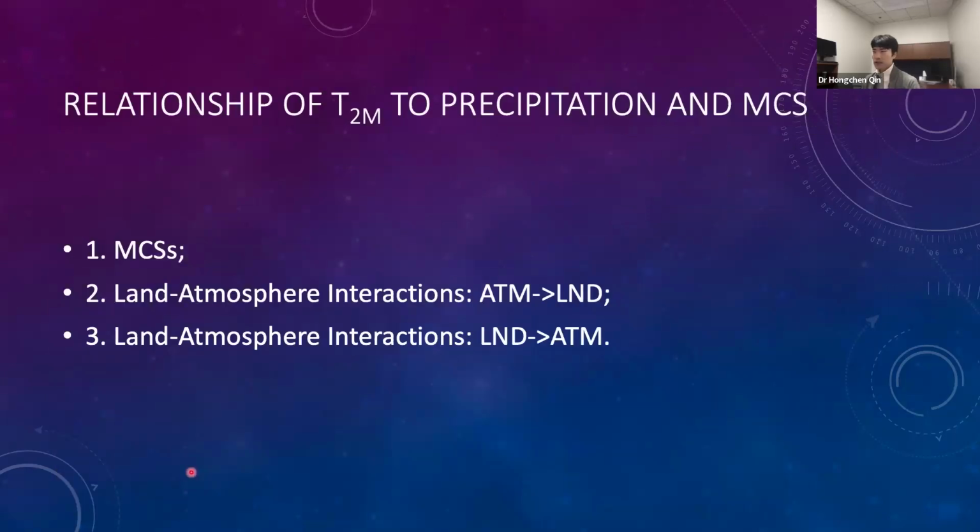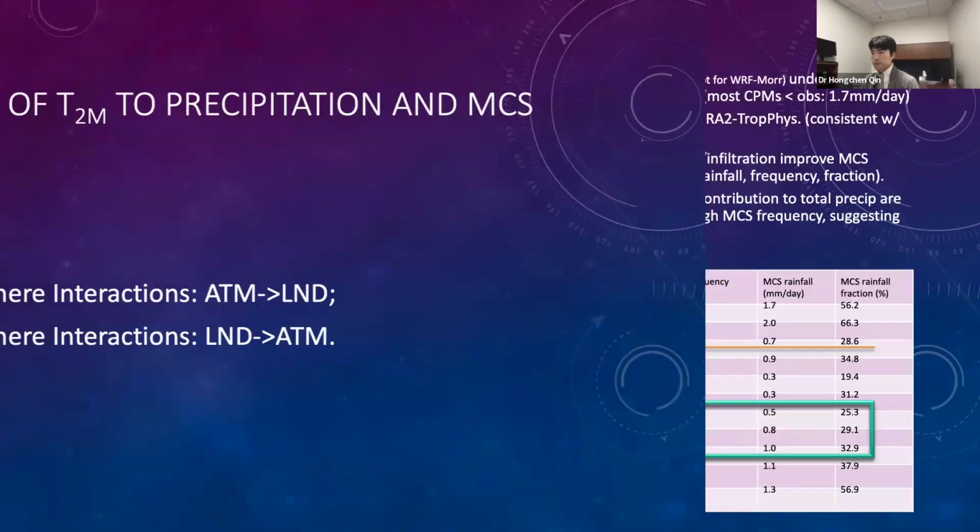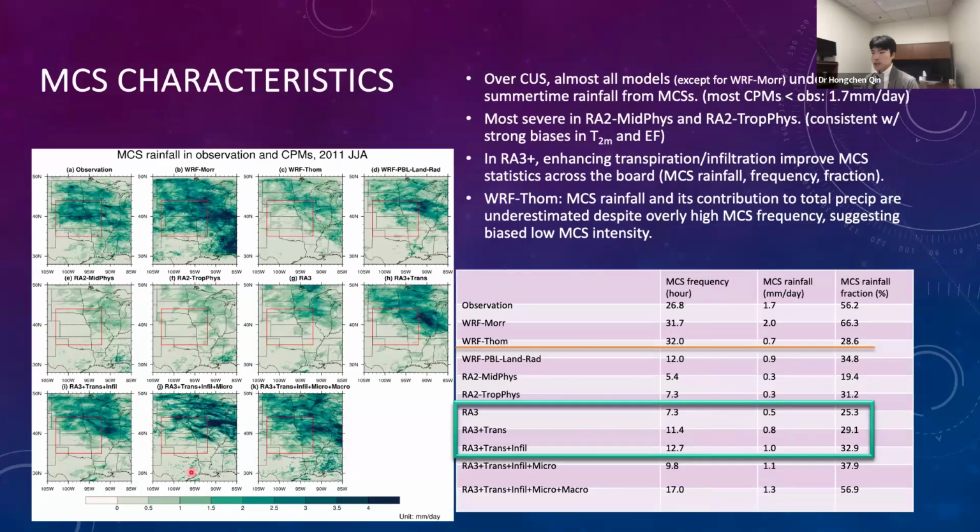So in the next section, we'll delve into the relationship between T2M and precipitation MCS, and also investigate the land-atmosphere interaction. This panel on the left shows the MCS rainfall observations, that's panel A, and the different CPMs, that's the rest of the panels, during summertime 2011.